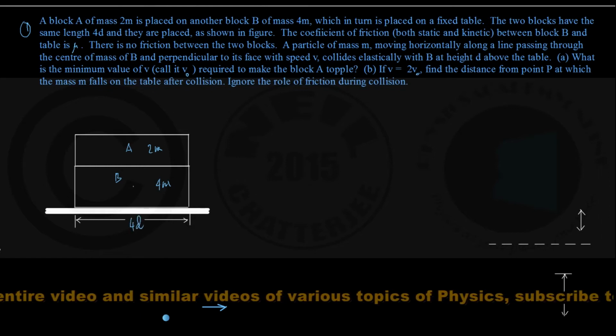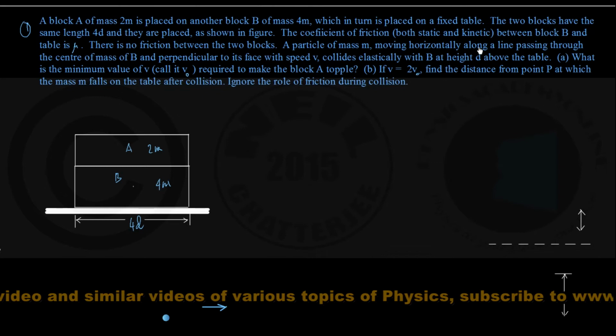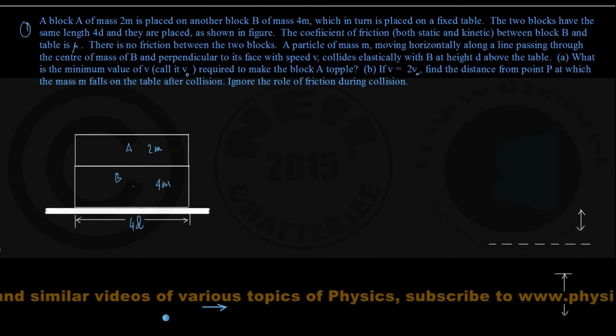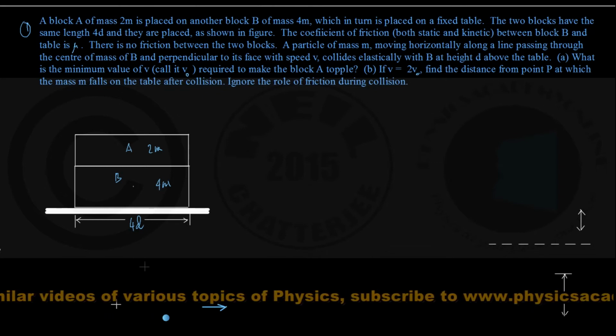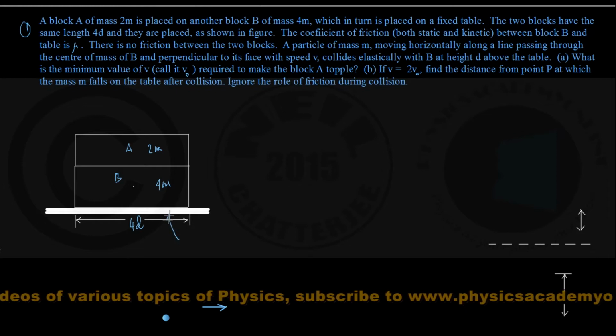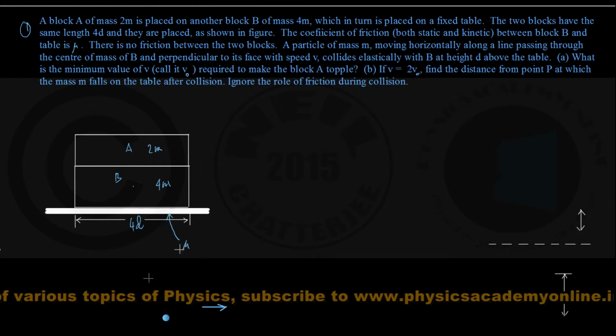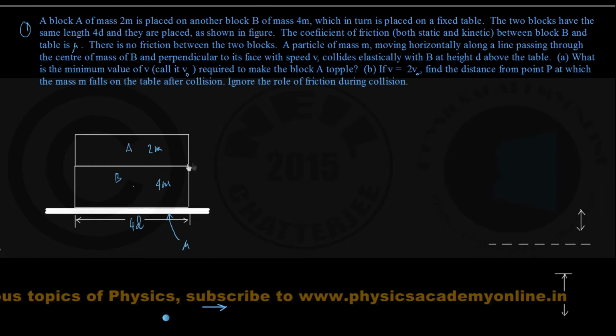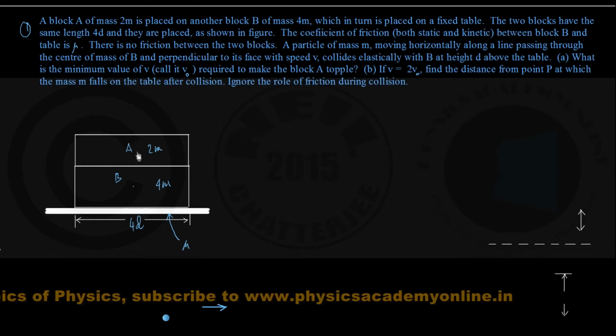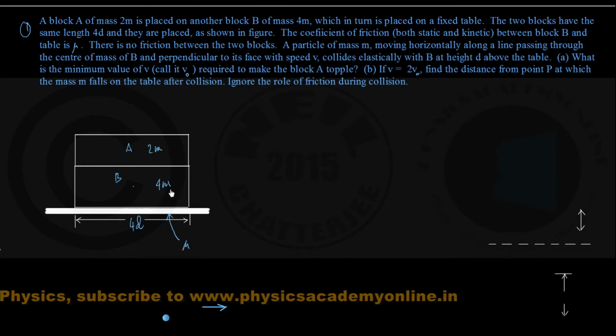What next? The coefficient of friction between block B and the table is mu. That is, this table is rough, and between the bottom of block B and the table, the frictional coefficient is mu, whether it's static or kinetic. On the other hand, between the blocks A and B, there is no friction.